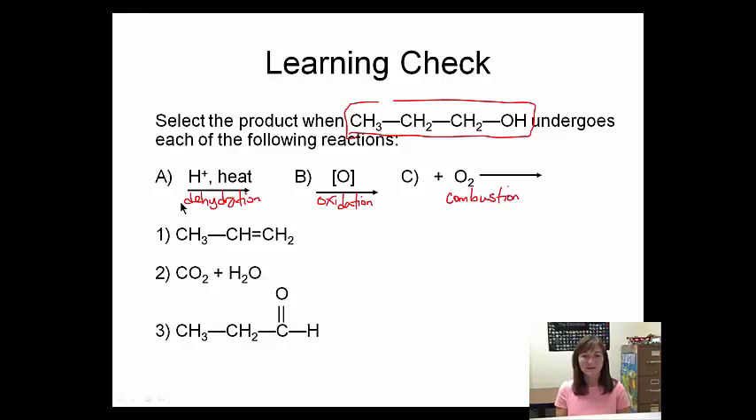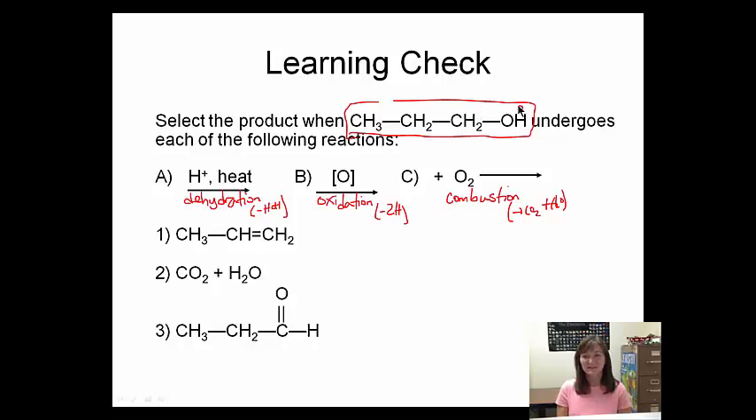So once you have that memorized, you also kind of need to think about what you're going to do. Dehydration, you are going to subtract water off of it. Oxidation, you're going to subtract 2 hydrogens. Combustion, the products are going to be carbon dioxide and water. Okay, let's just put an A, B, and C out here by the numbers by which one A, B, and C goes with. So the products, if I dehydrate, well, I'm going to take off water.